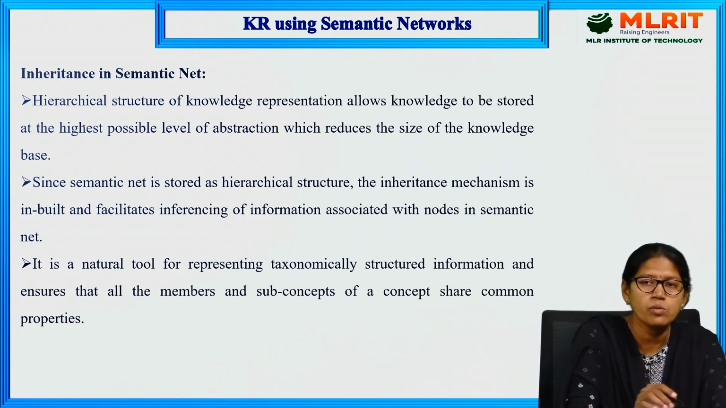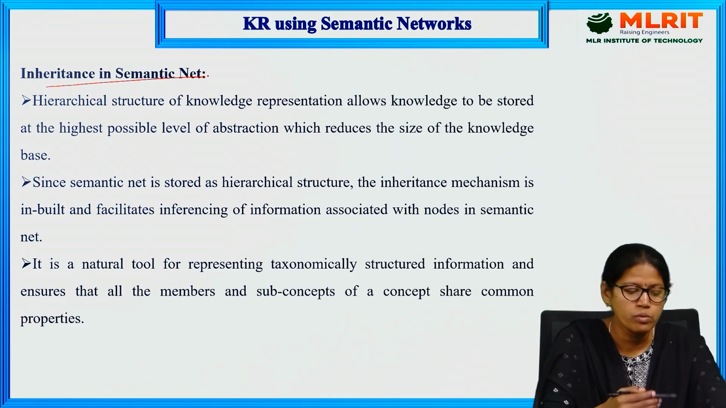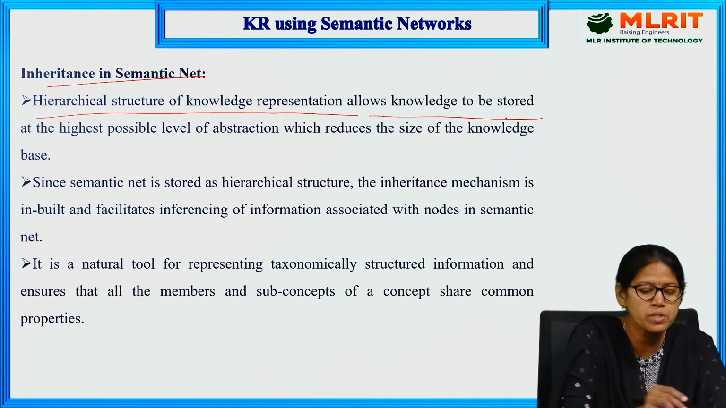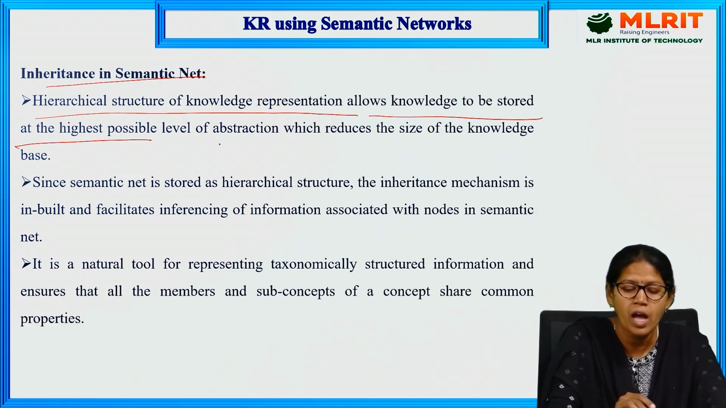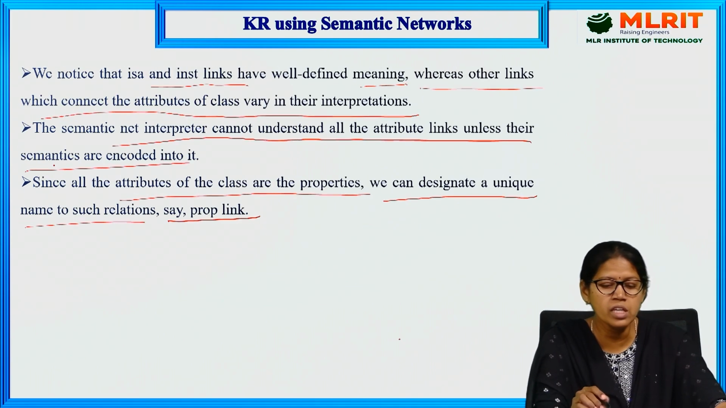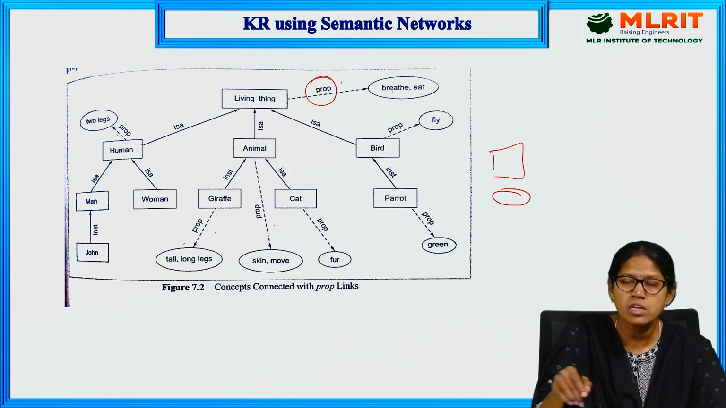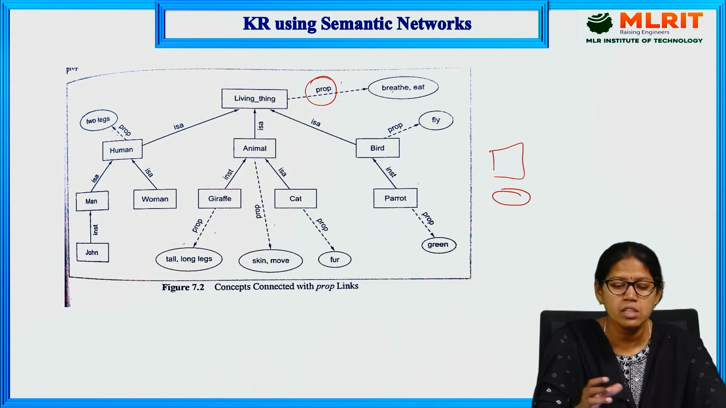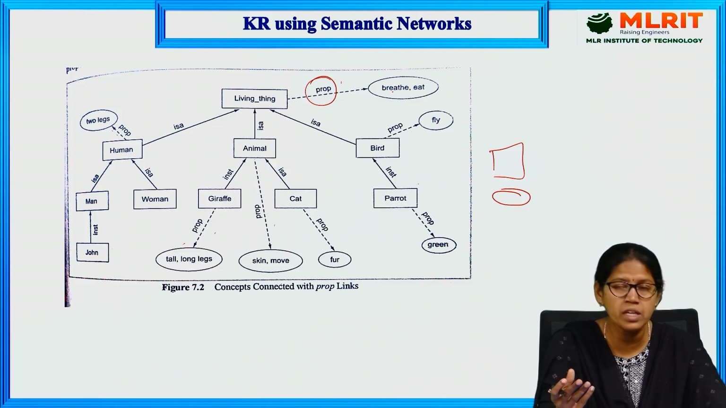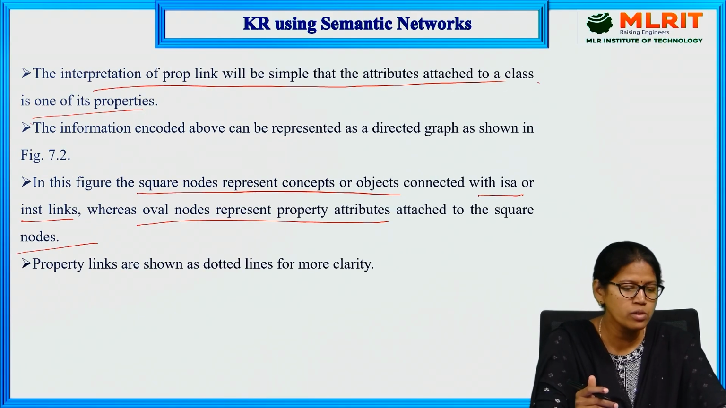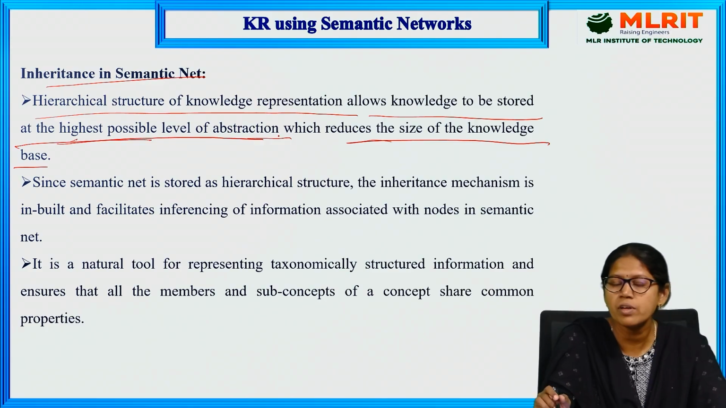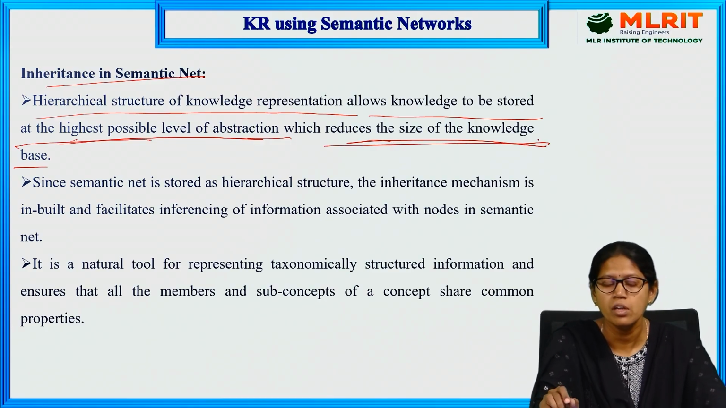Okay. Next, inheritance in semantic networks. That is what we have discussed. The hierarchical structure of knowledge representation allows knowledge to be stored at the highest possible level of abstraction, which reduces the size of the knowledge base. If you give breathe and eat to each and every concept, then the network will create confusion and redundancy will happen. That's why we are using inheritance, so that it has the highest possible level of abstraction and reduces the size of the knowledge base.